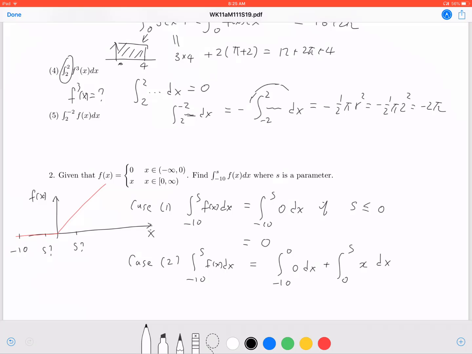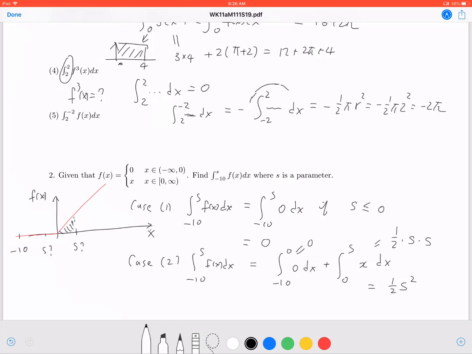Now, we can easily use the area of the triangle to find this integral. This first part is equal to 0, and this part over here is 1/2, base is s, times the height is also s. So the value we have over here is simply going to be 1/2 s squared.